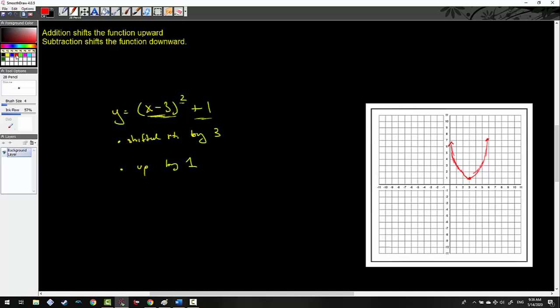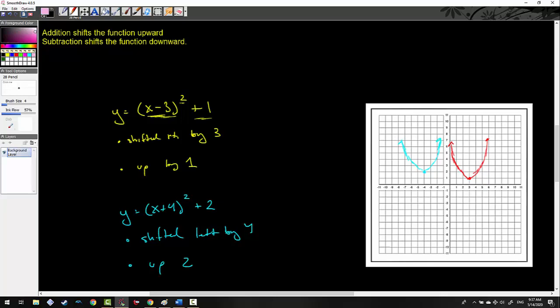Let me go ahead and do another example here. If I say y equals x plus 4 squared plus 2, then I can make my transformation generalization. I know that it's shifted left by 4, and it's up by 2. So from here, I can go left 4, up 2, throw down my vertex, and I know that it's going to be upward facing, and if I just have to sketch it, I'm just going to sketch it like this.